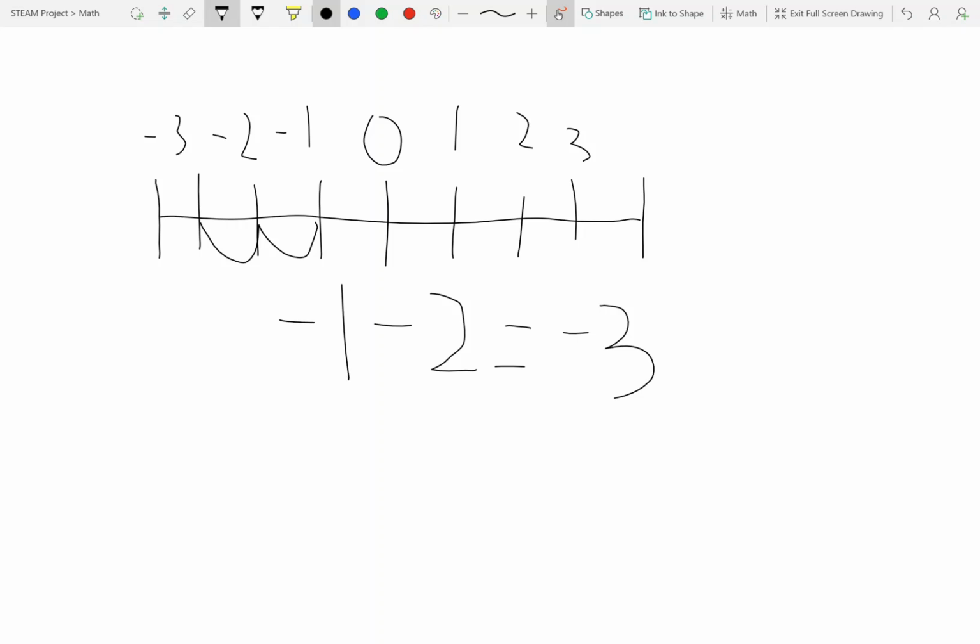So for negative numbers, if you want to, you could draw a number line and change the order, so that you can find out if you go to the left by how many spaces or to the right by how many spaces.